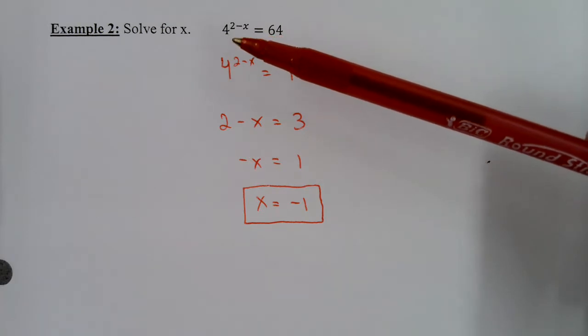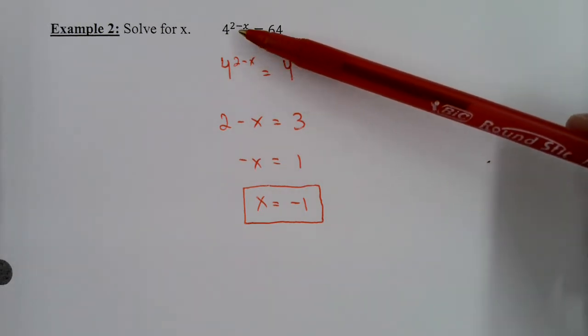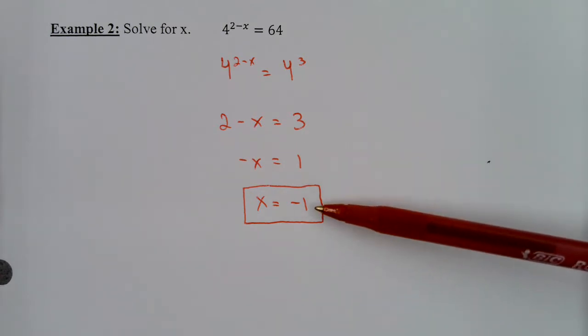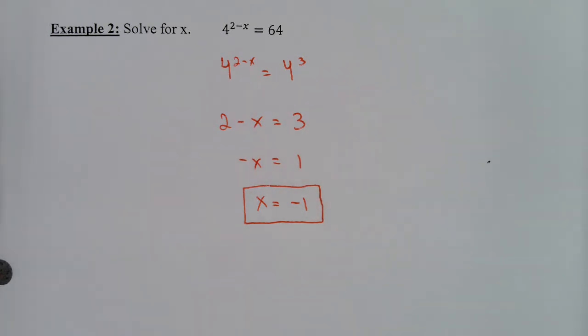Okay, I just had to pause for that announcement. So 4 to the 2 minus x power means 4 to the 2 minus negative 1 power, which is 4 to the third power, which equals 64. So go back into the original equation and check your work.